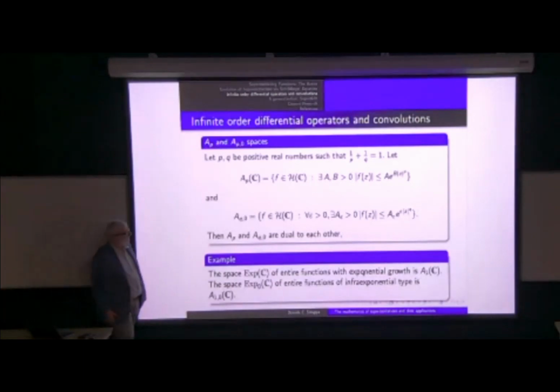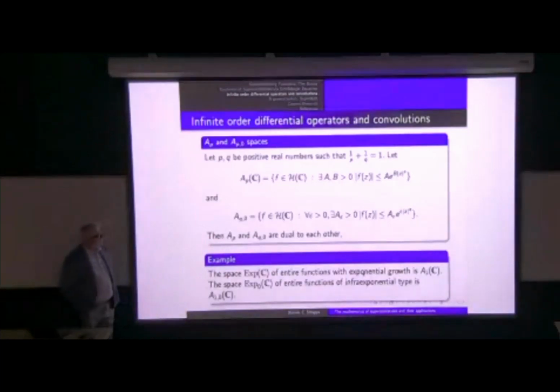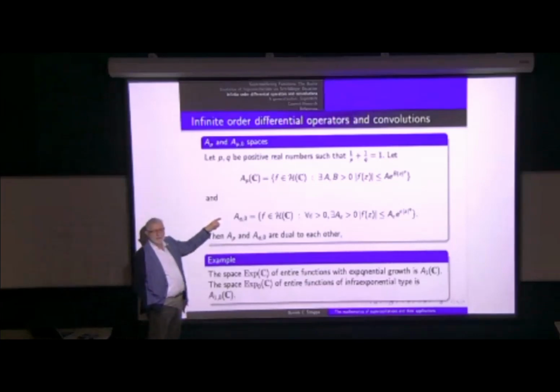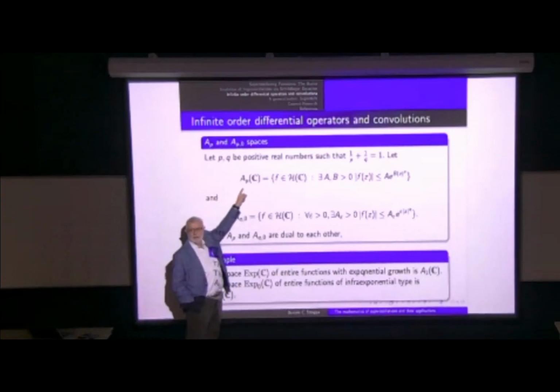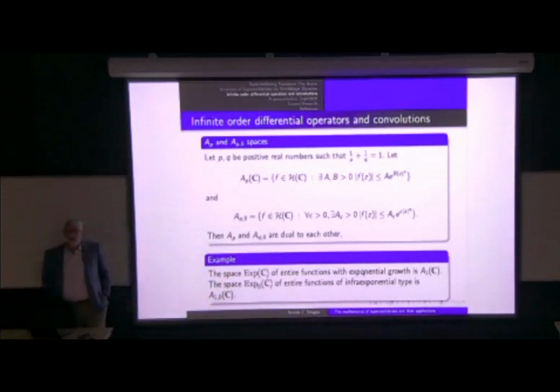Then there is the corresponding space, A_Q0, of functions of infra-exponential type Q, which are such that for every epsilon, there is an A sub epsilon for which f is bounded in that way. So these are two different spaces, and it turns out that they're dual to each other. And that's a very important result. In other words, if I have a function here, this function will be the symbol of a convolution operator that acts continuously on this space. And the function here is the symbol of a convolution operator that acts continuously on this space. So this allows me to study the continuity among these spaces.